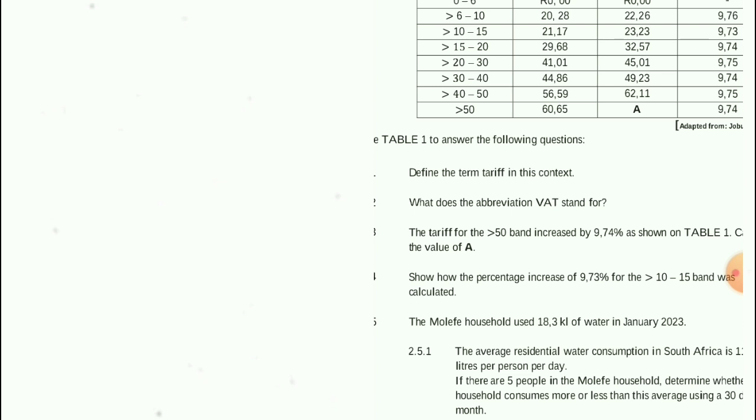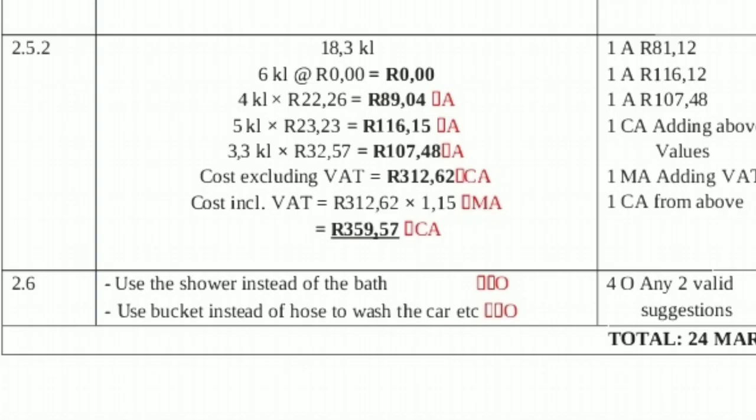So this is how we do it. As you can see, we just add all the numbers, then we get 312.62. Then we say cost including VAT. Now we are dealing with the VAT, guys. We are done calculating the water usage, so now we are including the VAT. We have to include the 15% VAT.